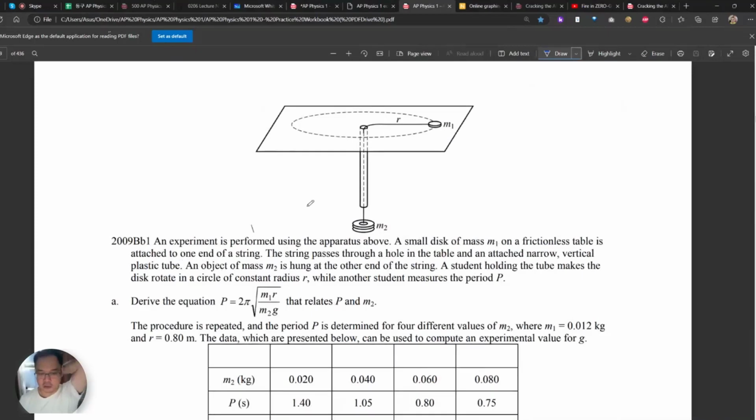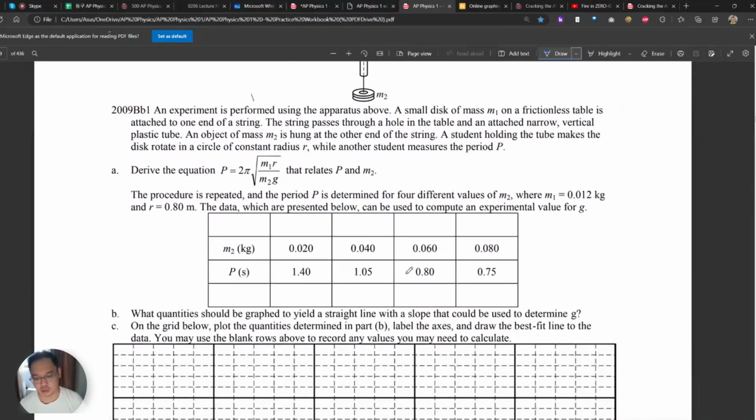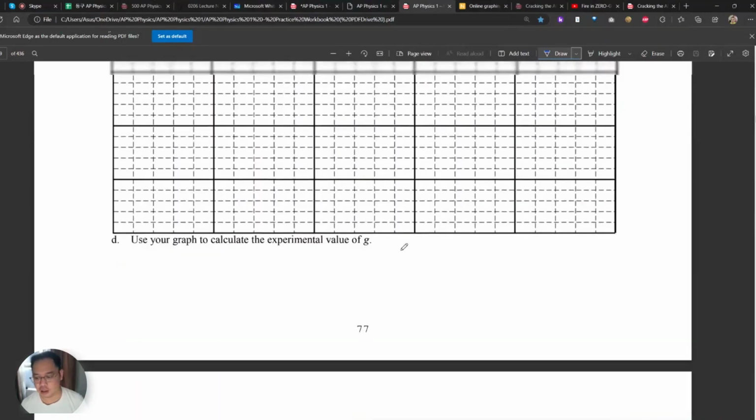Experiment performed using a parallel above, the small disk mass M, and for this kind of question, it's an experimental problem that we need to deal with: the experiment values, data, and graph.